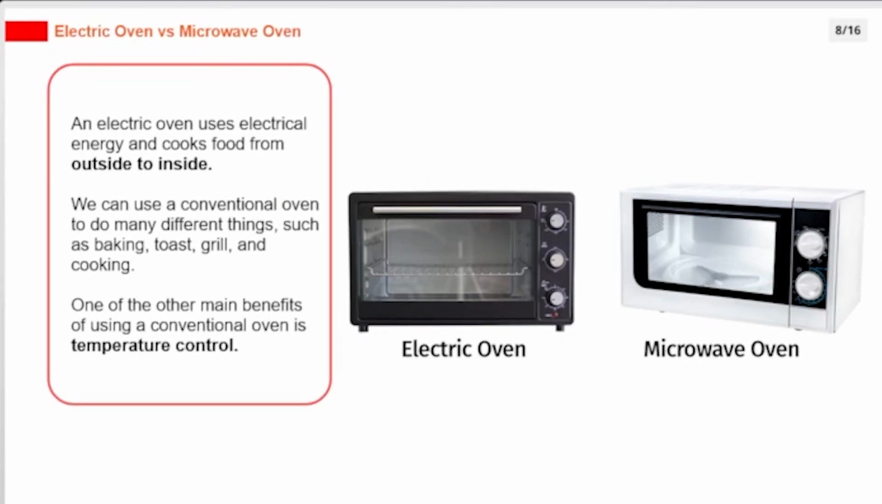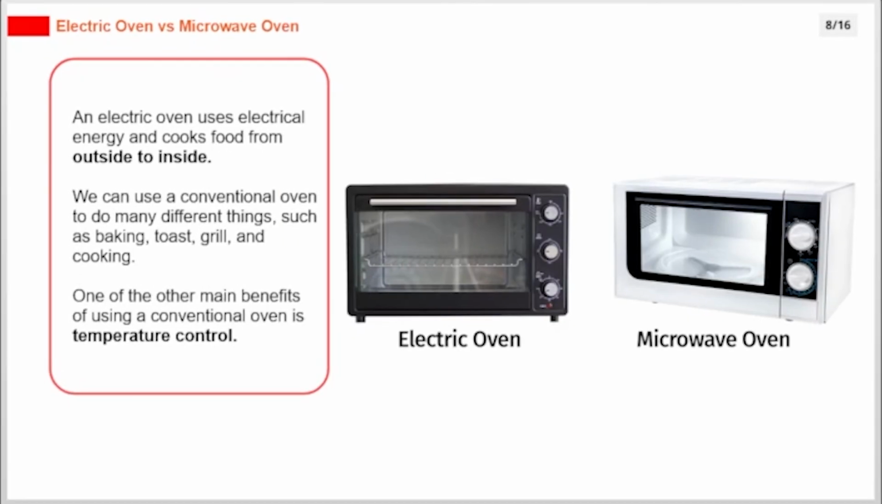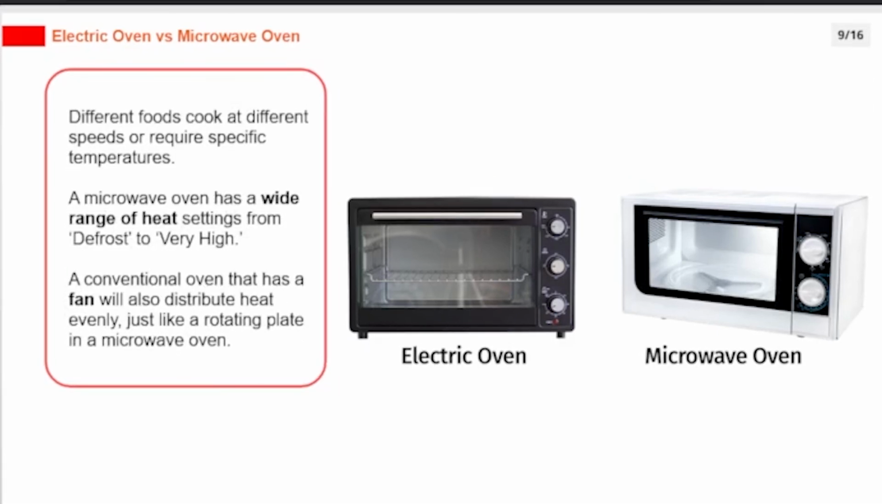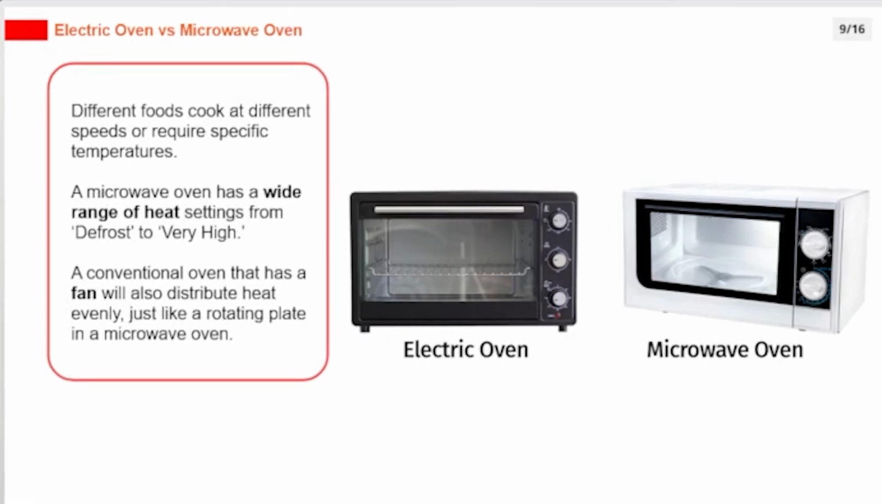An electric oven uses electrical energy and cooks food from outside to inside. We can use a conventional oven to do many different things, such as baking, toast, grill, and cooking. One of the other main benefits of using a conventional oven is temperature control. Different foods cook at different speeds or require specific temperatures. A microwave oven has a wide range of heat settings from defrost to very high. A conventional oven that has a fan will also distribute heat evenly, just like a rotating plate in a microwave oven.